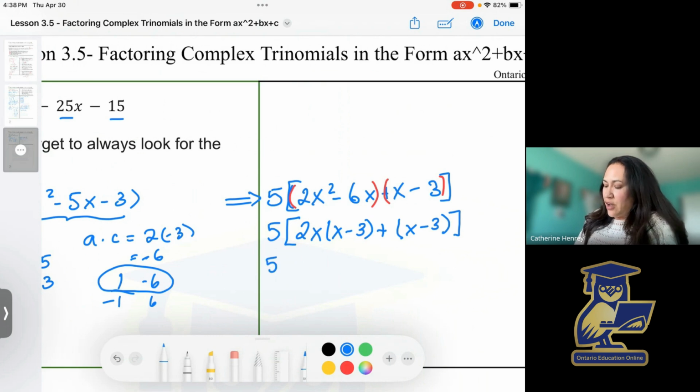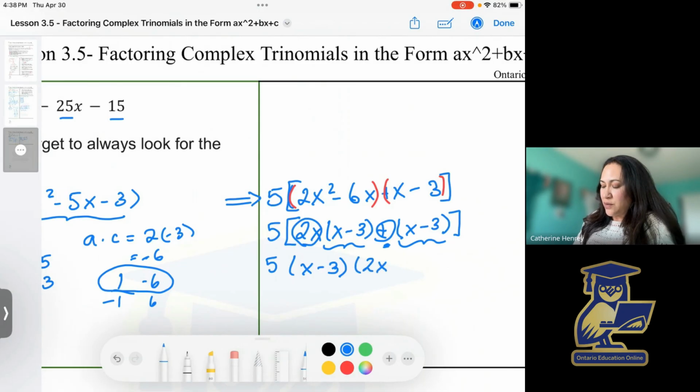And so we have this common factor of x minus 3. We can take that out. And then the last factor ends up being the coefficients in front. And remember, this one at the back here, this is the same thing as plus 1. So the last factor is 2x plus 1.